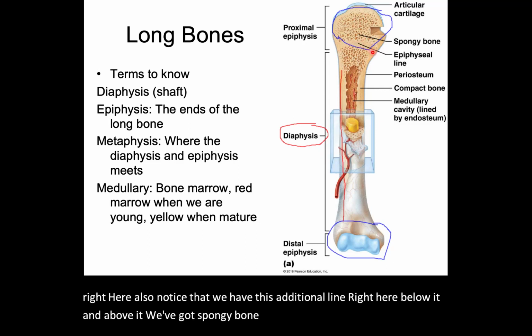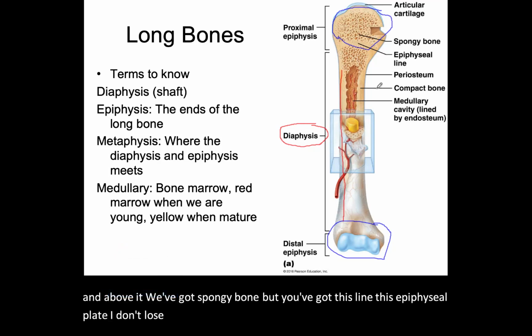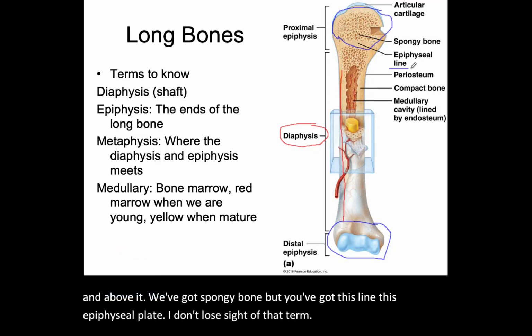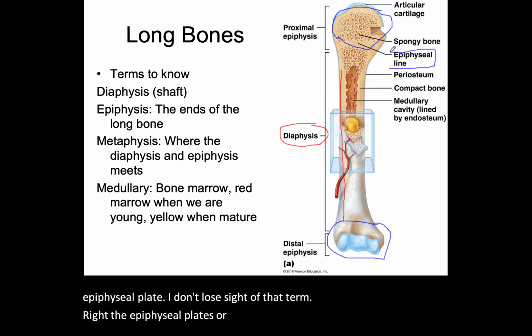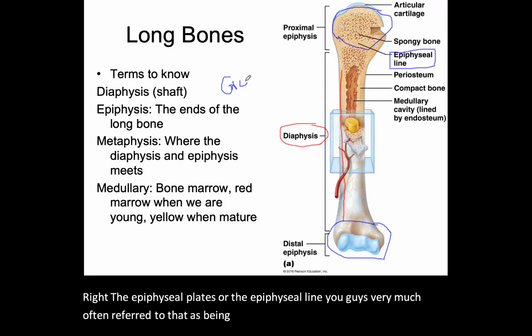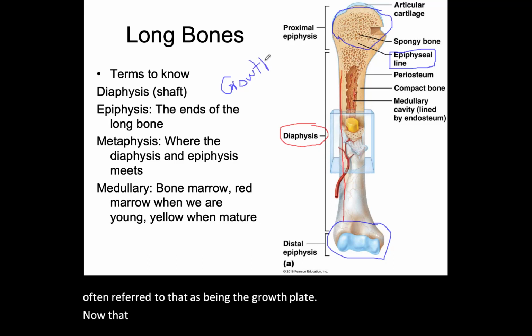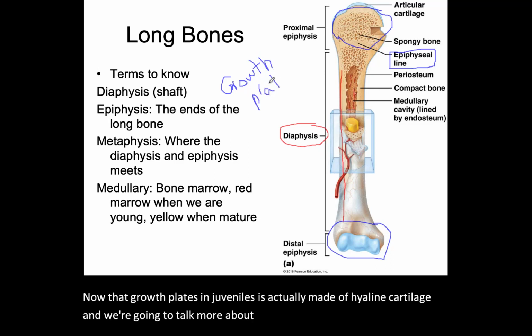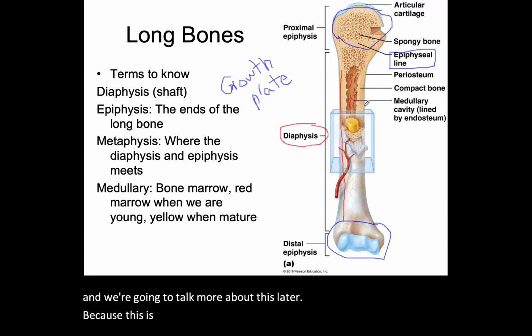But you've got this line, this epiphyseal plate. Don't lose sight of that term. The epiphyseal plate, or the epiphyseal line. You very often refer to that as being the growth plate. Now that growth plate in juveniles is actually made of hyaline cartilage. And we're going to talk more about this later because this is involved in bone lengthening.